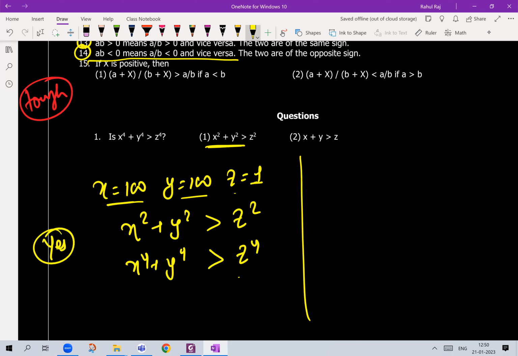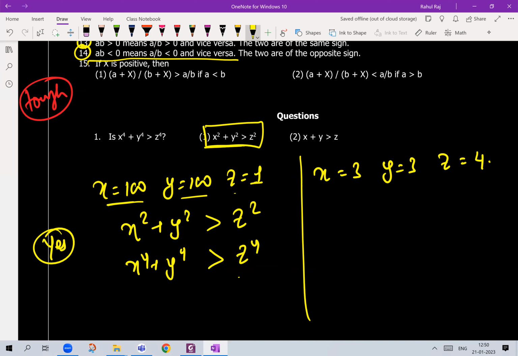Now, because you already know that this is not sufficient, you should give me a no situation as well, right? So what are the values? If someone has got a no situation, what are the values that you have taken? Can you please tell me? Anyone? Imagine I take x is equal to 3, y is equal to 3, z is equal to 4. Agreed?